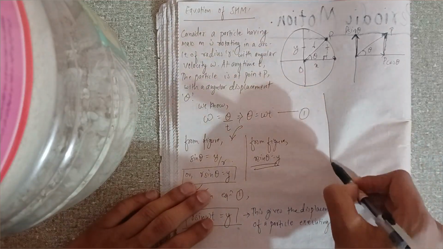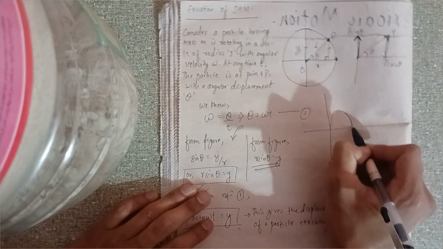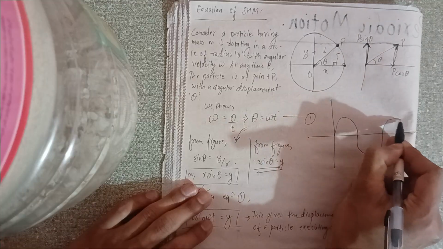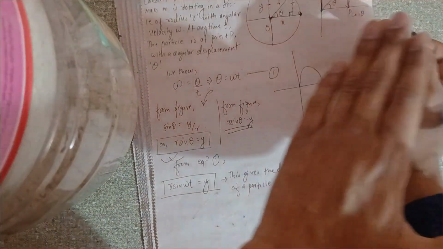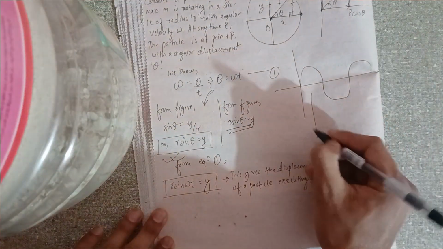what happens basically is, if you look at a SHM, this is a SHM graph, by the way. SHM is basically a sine graph from this figure, as you can see. So if you look at this graph from a different perspective, if you rotate this graph like this, you will look at something like this.